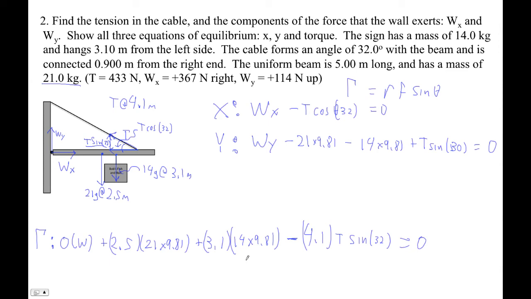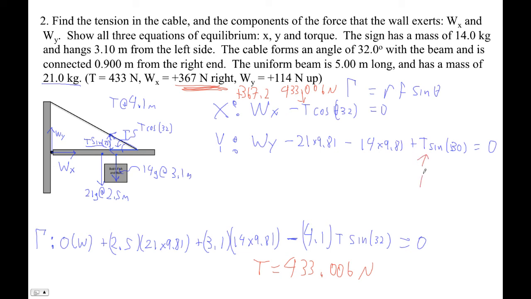433.006. So I'm going to store that in T just for fun. So T is equal to 433.006 newtons, right? So now we can plug it in there. Plug in 433.006 newtons, times cos 32, and I got 367.2. The fact that it's positive means that it's to the right. And now let's just plug it into here.